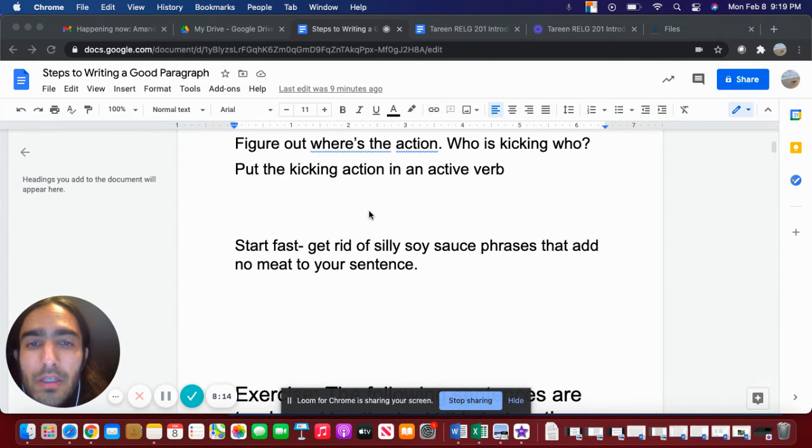Get rid of silly soy sauce phrases that add no meat to your sentence. Basically, oftentimes we put words and phrases that just aren't doing anything for our sentence. We've got to be very strategic. We've got to use our words very strategically, and we just have to cut any phrase that is not doing anything for our work.